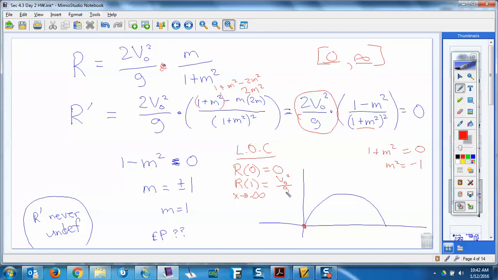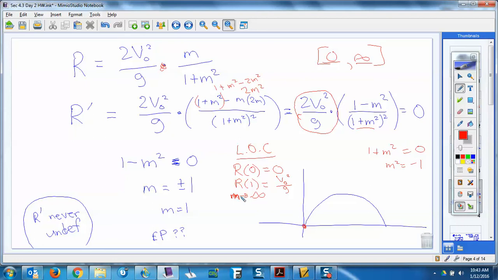And then what happens as x goes to infinity, or excuse me, oh gosh, wow. Somebody should have yelled at me. We're not talking about x going to infinity. We're talking about m going to infinity here, right? We don't have any x in this problem. We have m, our slope. So as m goes to infinity, what happens to this?